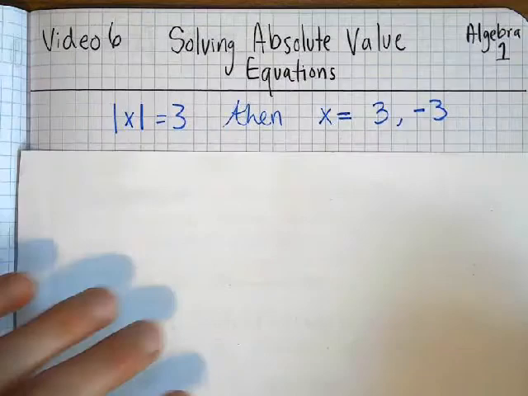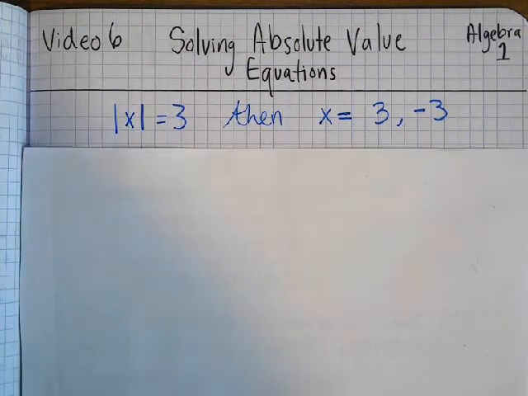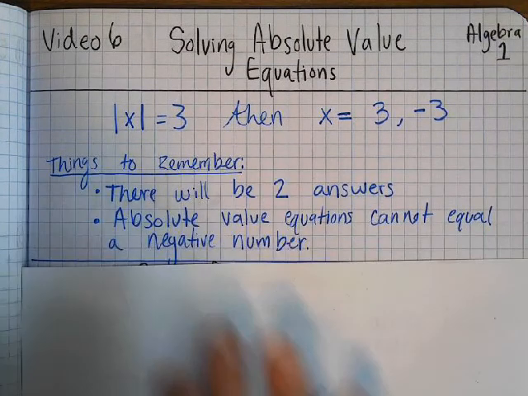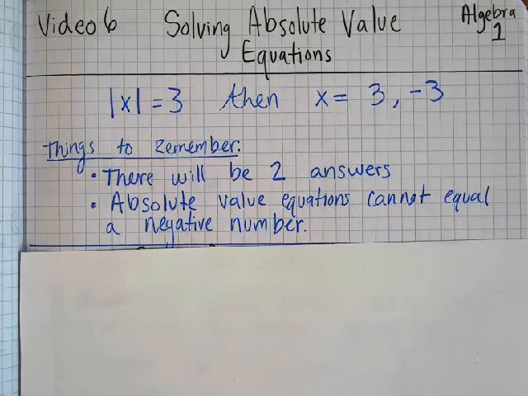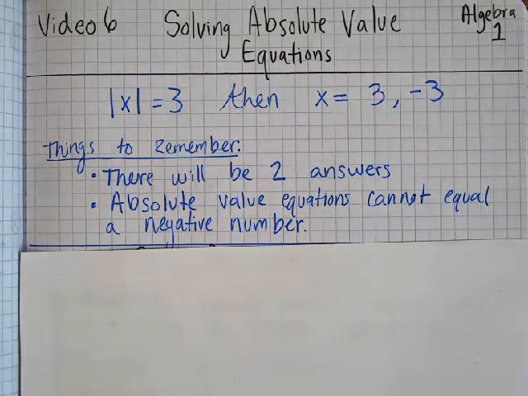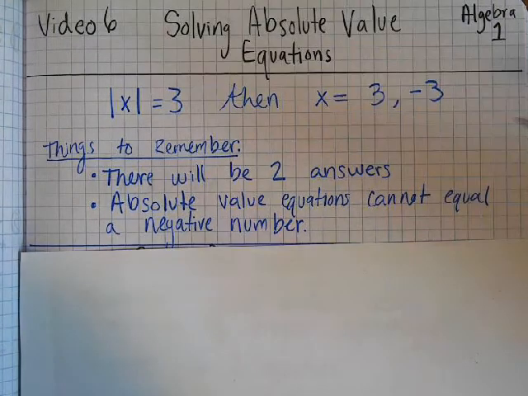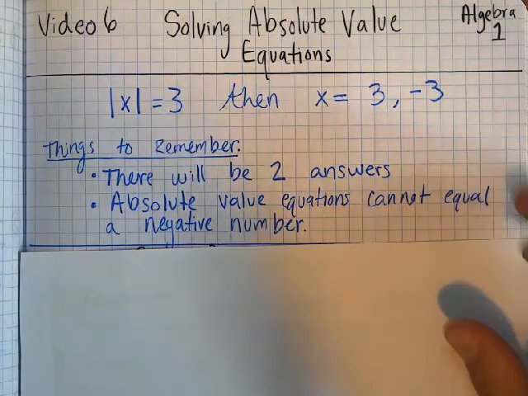I like to think of absolute value as kind of a distance, and that really helps me when solving these problems. There's a couple things that we need to remember when we solve these: there will always be two answers, always. It is a very rare occasion that the two answers are the same number, but technically you still have two answers. And absolute values cannot equal a negative number, and that kind of goes back to the distance thing. You can't have a negative distance. You can have a distance in a different direction, but it's never negative.